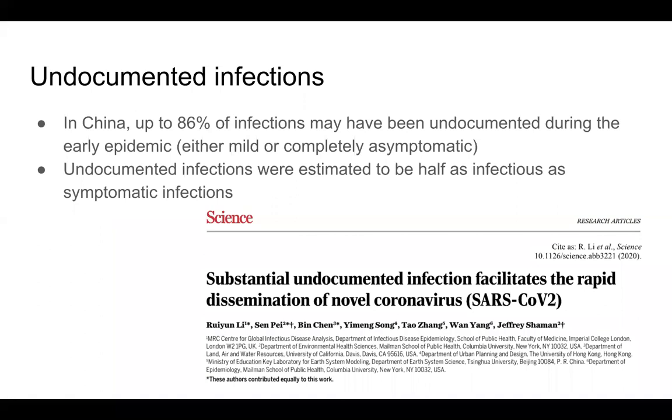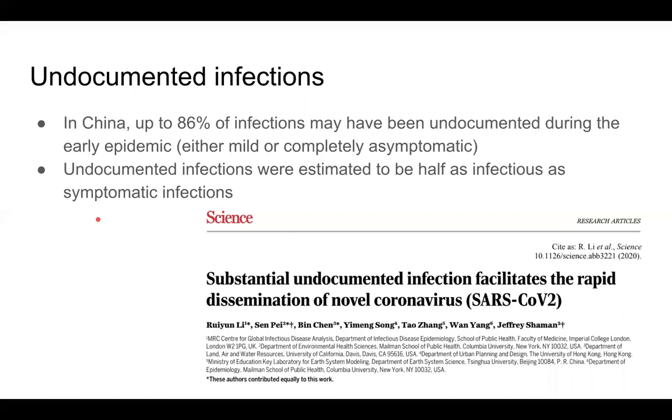So this was an important modeling study published last week that looked at the early epidemic in China, and it estimated that 86% of the early infections may have been missed and felt that these were either mild or completely asymptomatic. For the purposes of their modeling, they estimated that these cases were half as infectious as the symptomatic infections. Although there's a lot of assumptions there that have not yet been proven.